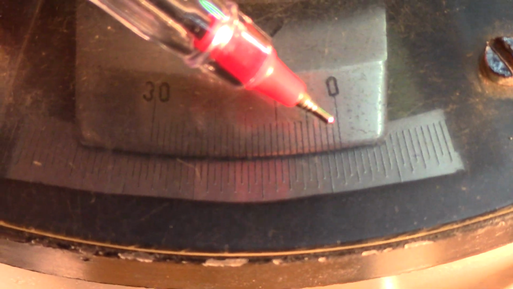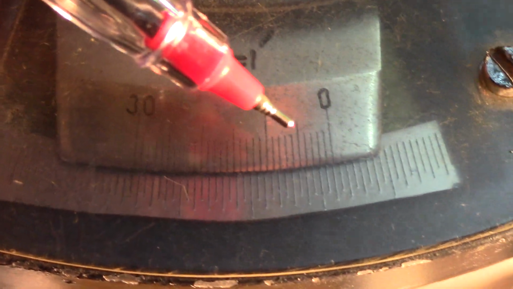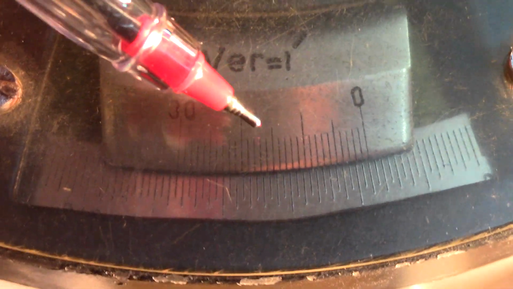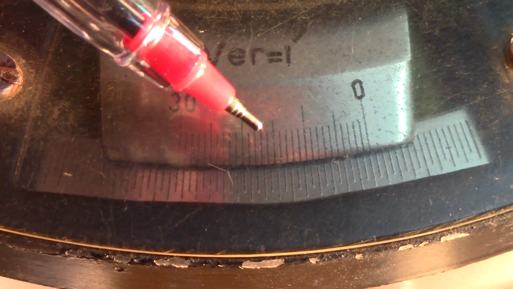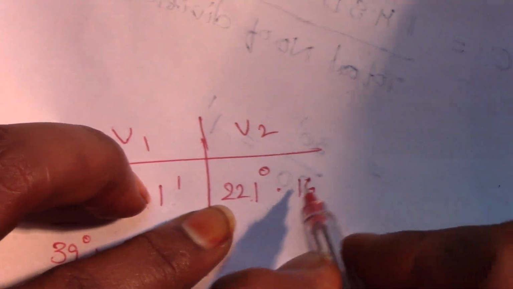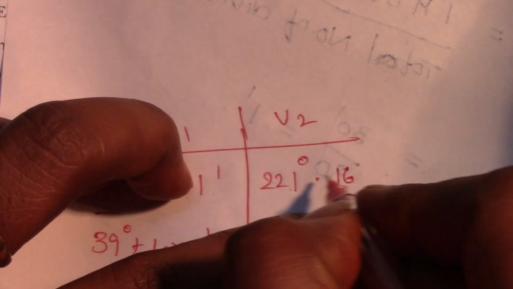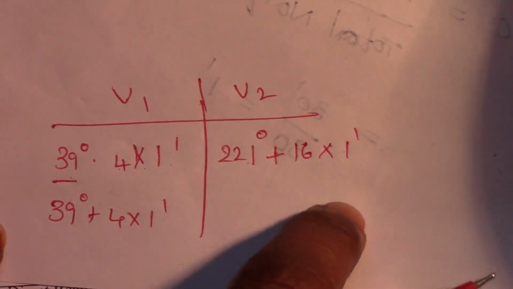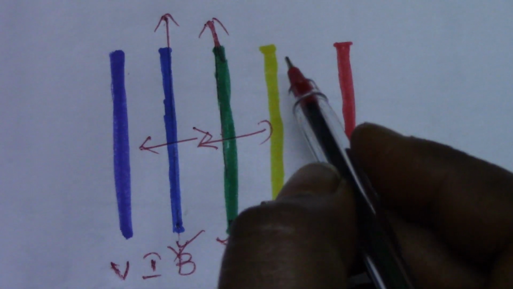Now in vernier 2, the 0th line coincides with 221 degrees of your main scale. Hence the MSR here is 221 degrees and the vernier coincidence is 16 minutes. See, the 16th line of your vernier scale exactly coincides with some line on your MSR. So 16 is the vernier coincidence. So MSR is 221 degrees, vernier coincidence is 16. So MSR plus VC into least count. This is your vernier 2.